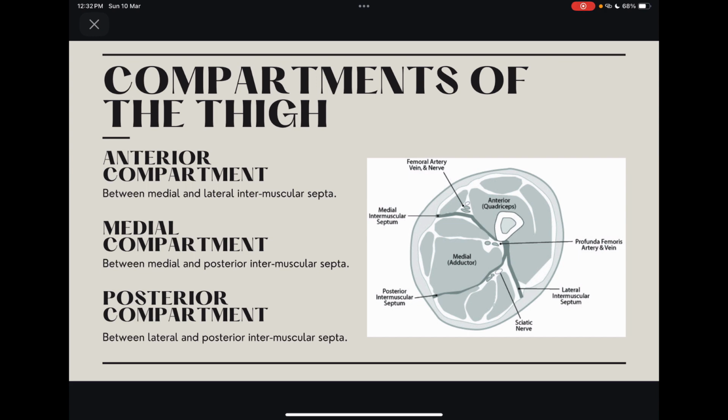Every compartment will have its own group of muscles performing a certain function. So, there are the medial, lateral, and posterior intramuscular septa, and the anterior, posterior, and medial compartments. The anterior compartment will be situated between the medial and the lateral intramuscular septa. Then between the medial and the posterior intramuscular septa, we have a medial compartment. And finally, between the posterior and the lateral intramuscular septa, we have the posterior compartment.